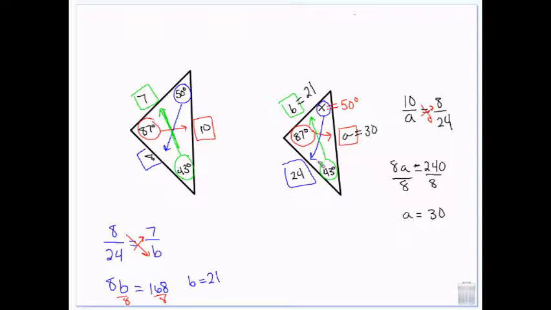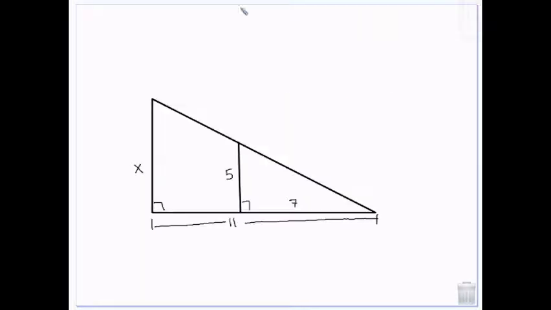But you have 2 different answers. I have an answer for B, and I have an answer for A. You should have an answer for each missing letter or variable, or each missing value. So B is 21 and A is 30. And X is 50. So you found your 3 missing ones. But you didn't have to work that out. No, it was just there.